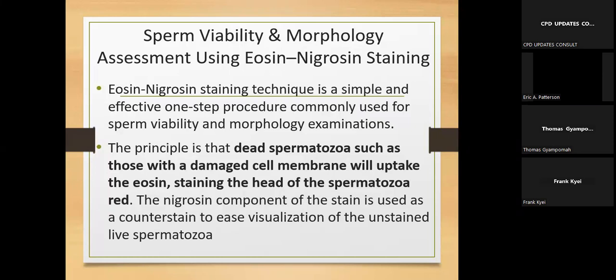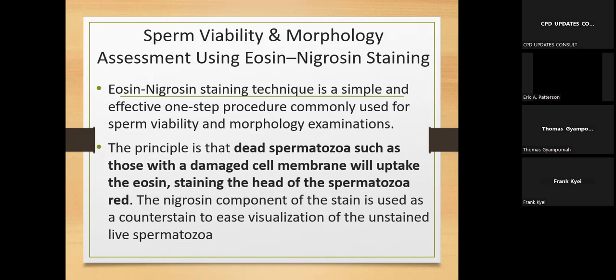So the eosin nigrosin staining technique is a simple and effective one-step procedure commonly used for sperm viability and morphology examinations. The principle is that sperm cells or spermatozoa with a damaged cell membrane will take up the eosin. This one you know already. That stains the head of the spermatozoa red. The nigrosin component of the stain is used as a counter stain to ease visualization of the unstained live spermatozoa.